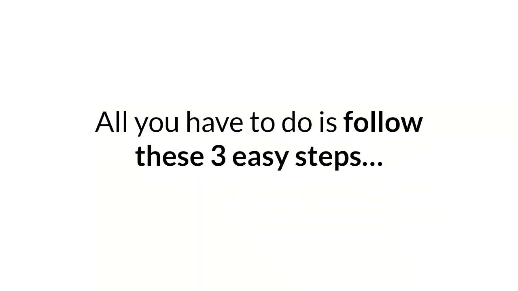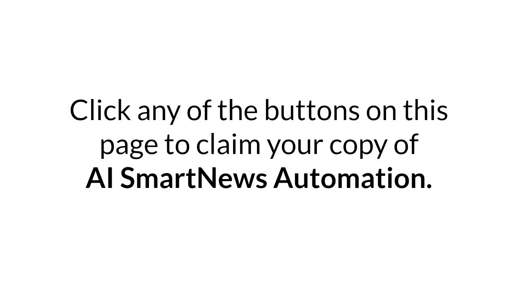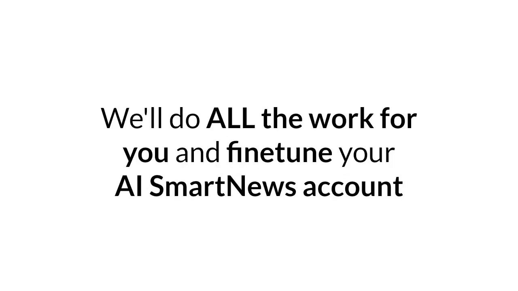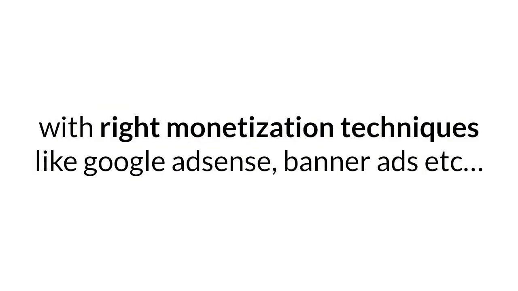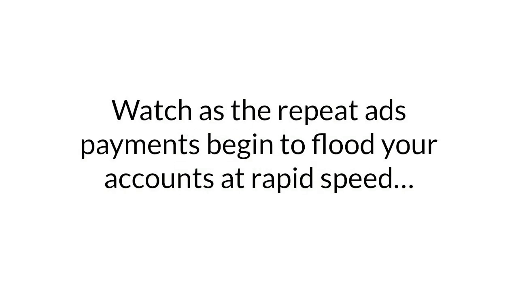All you have to do is follow these 3 simple steps. Step number 1. Get the AI SmartNews Automation set up. Click any of the buttons on this page to claim your copy of AI SmartNews Automation. Step number 2. Let us set up your account monetization. We do all the work for you and fine-tune your AI SmartNews account with the right monetization techniques like Google AdSense, banner ads, etc. Step number 3. Start getting profit and sales. Watch as the repeat ad payments begin to flood your accounts at rapid speed.